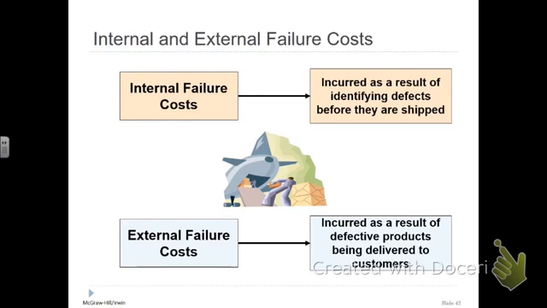And then finally, we can have internal and external failure costs. Internal failure costs are those costs incurred identifying the items before they're shipped, and external failure costs are after they've been shipped, things such as warranties, getting the product shipped back to the factory or the warehouse, and those types of things.